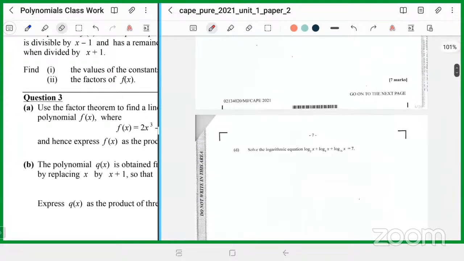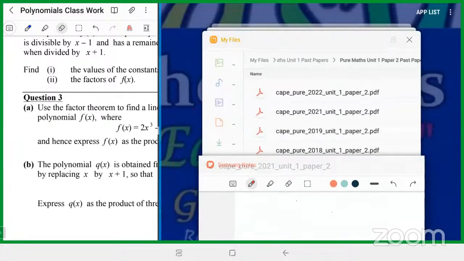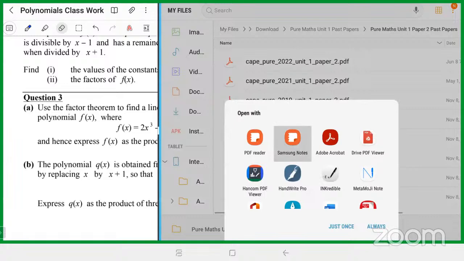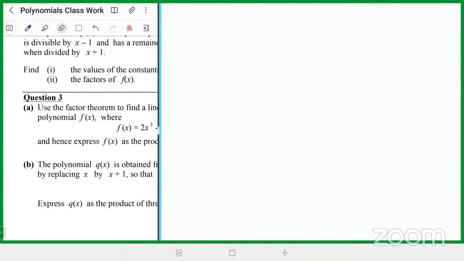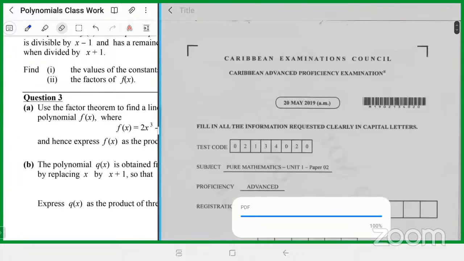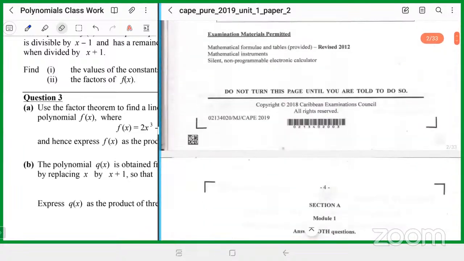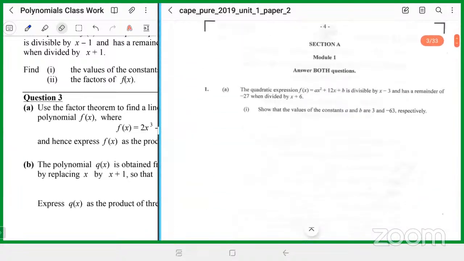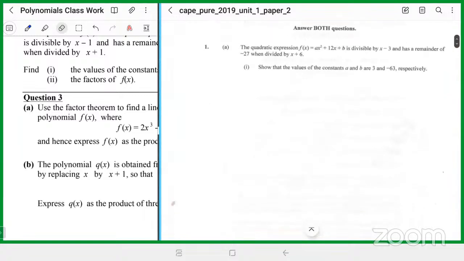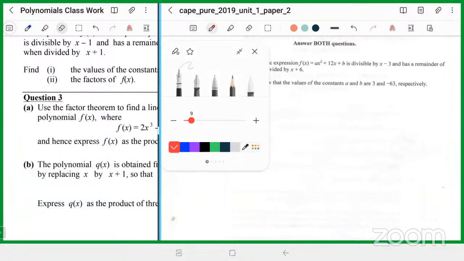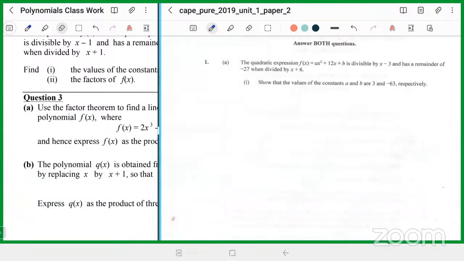So let's look at 2019. Let's see if we did this 2019 as well. Let's see what's on this one. Right, so we spoke about this one, but we didn't actually do it. So we can do it now. This is more of the same thing, guys.